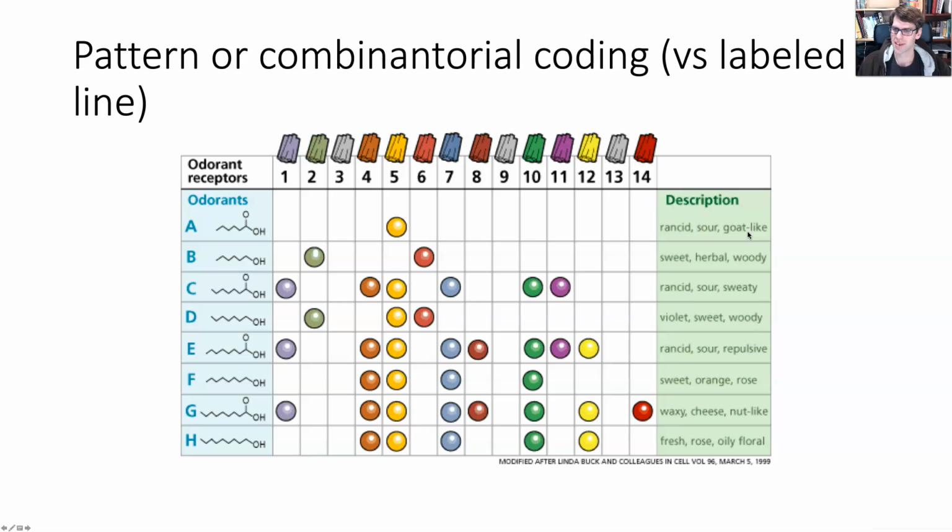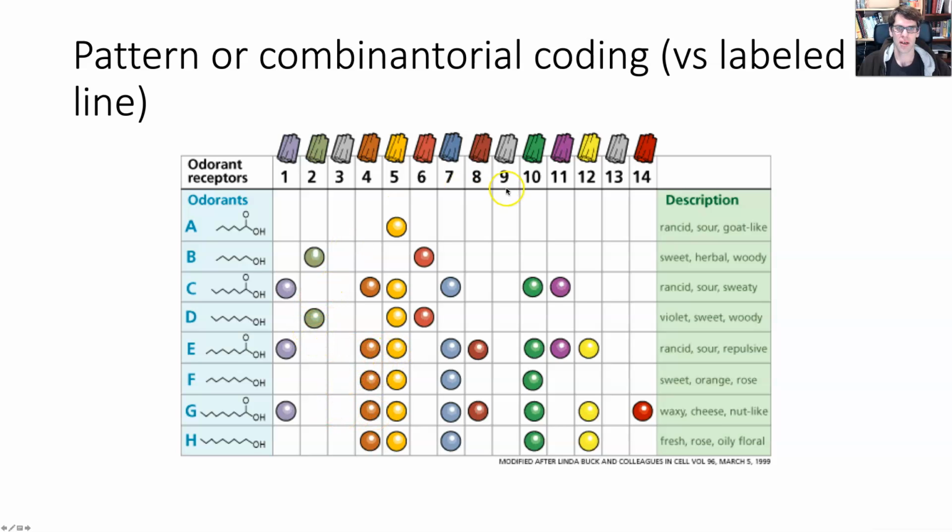I never know what that means. But you can see, for example, this 1D. It still activates receptor 5, but now it also activates receptor 6 and 2. So that now gives you violet, sweet, woody, distinctly not goat-like, I guess. And you can have a whole variety of these.